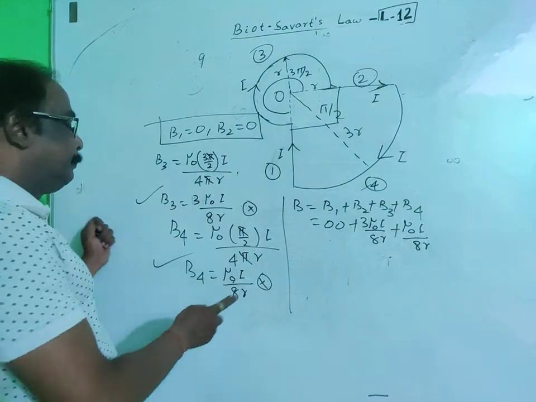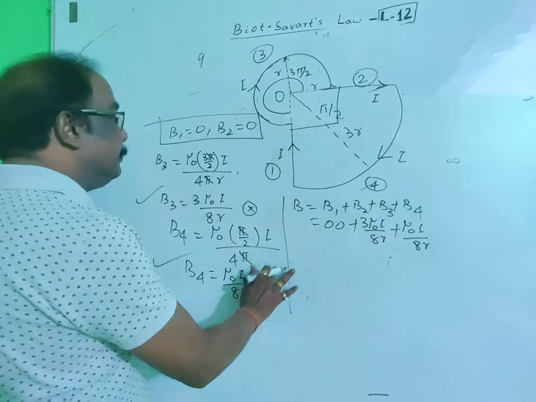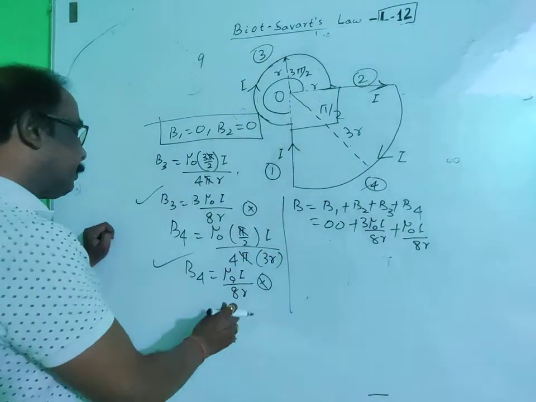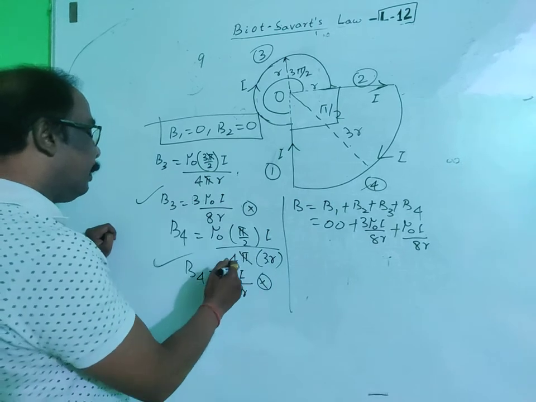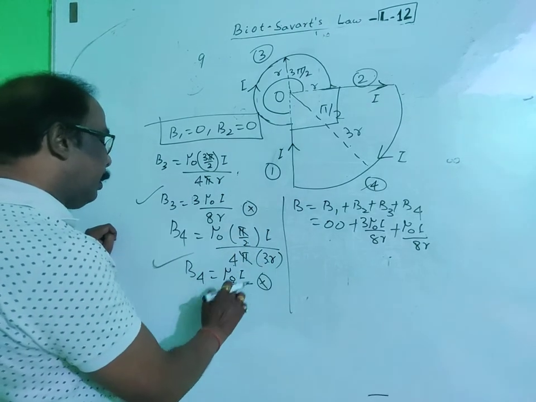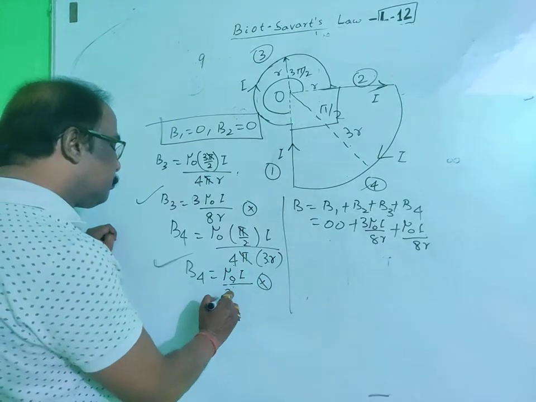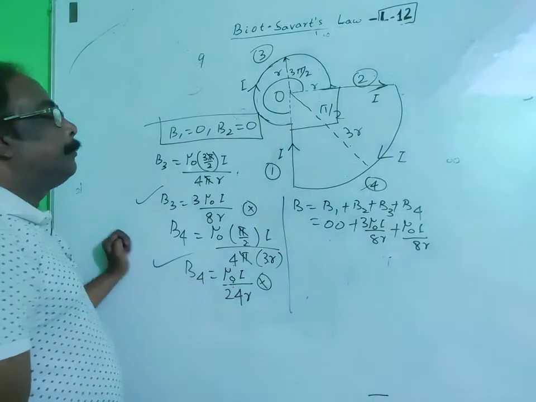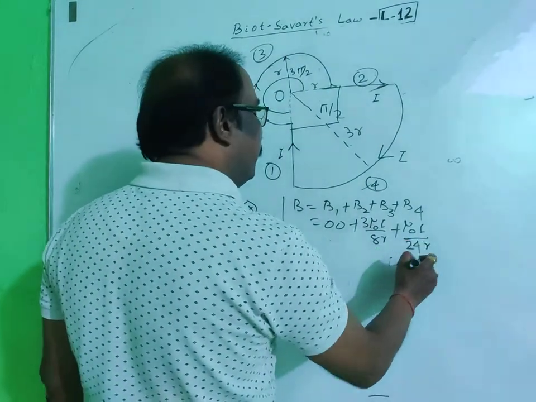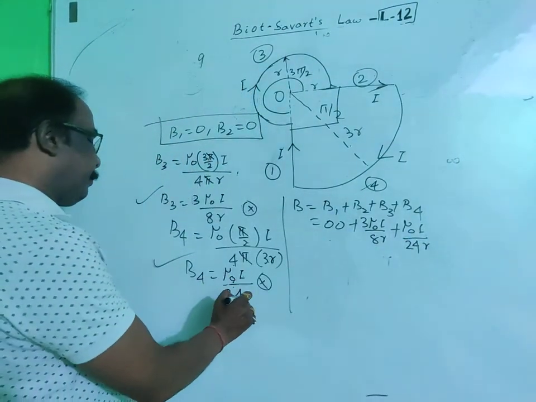Oh, here is the mistake. Here the radius is 3R. Then 4 into 2 is 8, 8 into 3 is 24R. So B4 is mu naught I by 24R.